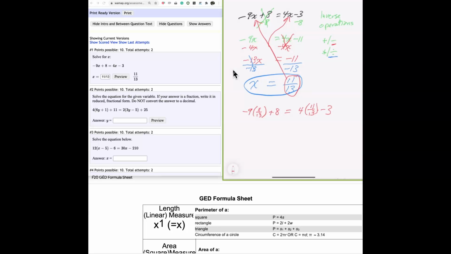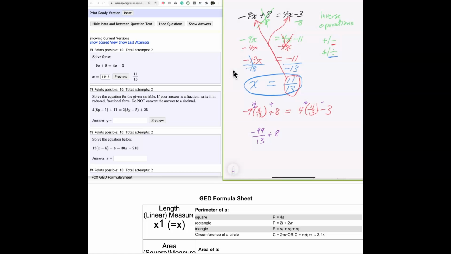-9 times 11/13, and we're just following PEMDAS here. If you want to go along and count out the operations, there is a multiplication operation not written there. There is an addition operation here. There's another unwritten multiplication operation and subtraction. So according to PEMDAS, we would start with the multiplication. -9 times 11/13 is -99/13 plus 8, and that's going to be equal to this other side.